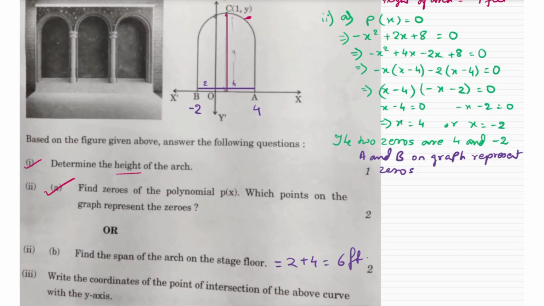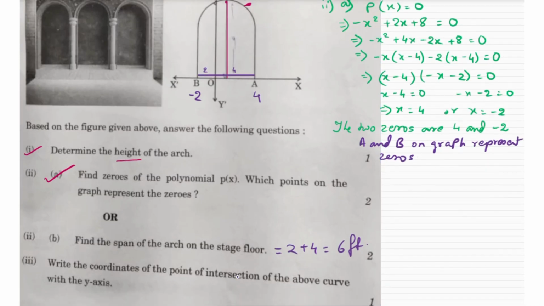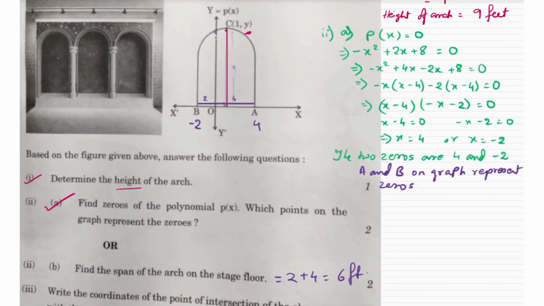While finding the length or distance, we do not take the negative sign. We take only the positive value, right? Now let us move to the last question. Write the coordinates of the point of intersection of the above curve with the y-axis. So where does it intersect the y-axis? It intersects the y-axis at this point, right?